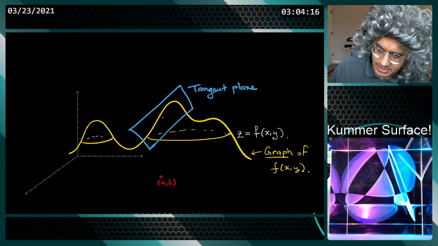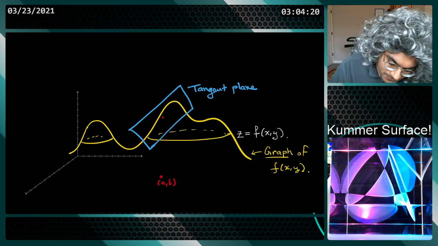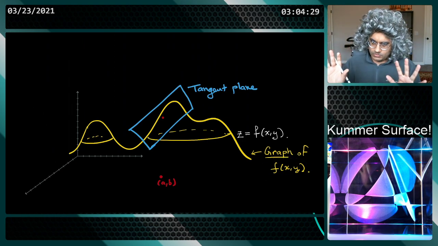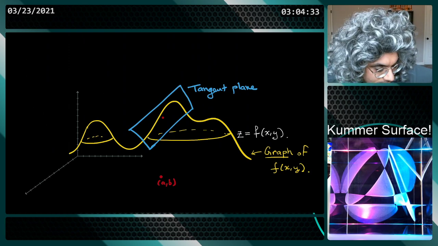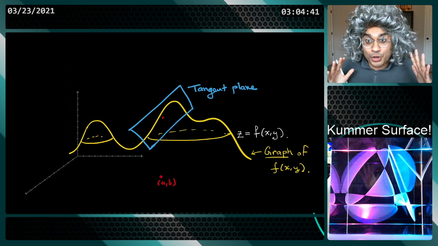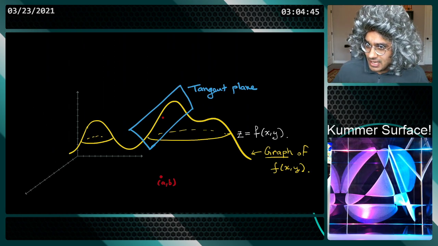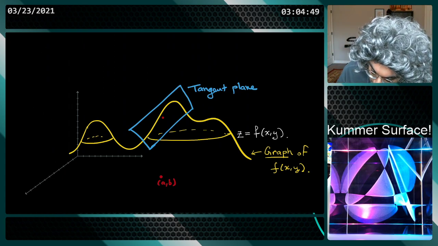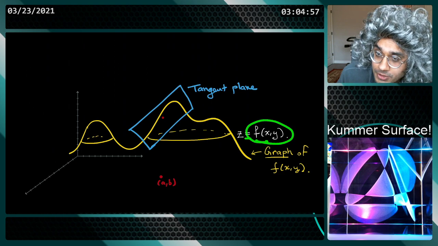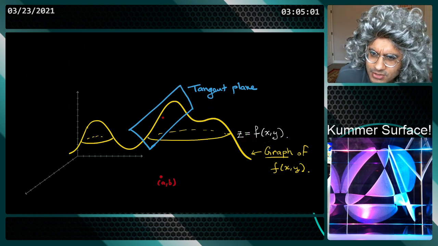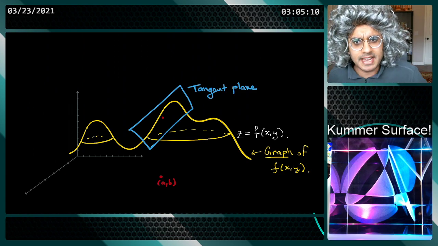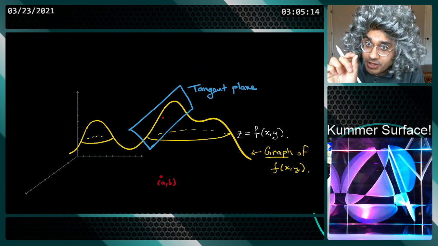First of all, there's a function lurking here. The function is f of x, y, a two variable function. That's the function. Write that down. Next, the function produces a graph of the function. That's this yellow thing. The equation of that graph is z, an auxiliary new variable, elevation, equals f of x, y, that function. You plot those x, y, z points that obey this riddle, you'll get this yellow surface. Okay, that's the yellow thing. It's a visual representation of the original function, which was a function of two variables.